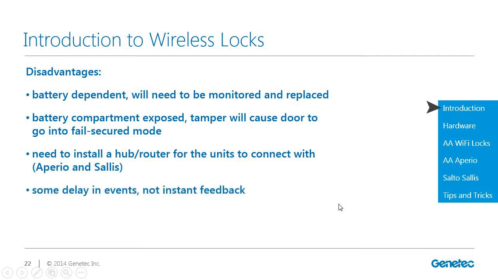Now, one last thing to mention is that since the locks are wireless, we do lose that instant feedback we get from the wired units. There will be some kind of delay between the event and when it is reported in Security Center. In some cases, the reporting is only done when the unit makes a radio contact to the main unit, causing delays in actions such as putting the door in maintenance mode.